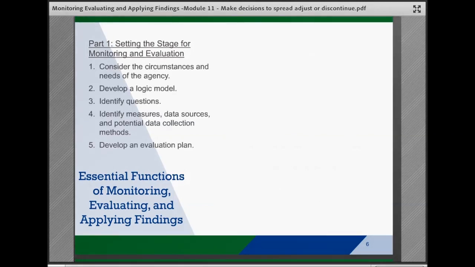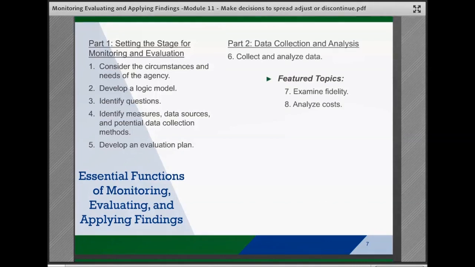Part 1 is setting the stage and includes considering the circumstances and needs of the agency, developing a logic model, identifying questions, and identifying the data measures, sources, and collection methods that will answer them, and then developing an evaluation plan. Part 2 is collect and analyze data, and it includes strategies to put the evaluation plan into place by collecting and analyzing the data outlined, and then 2 special featured topics that are a version of data collection and analysis. They are examining fidelity and analyzing costs.